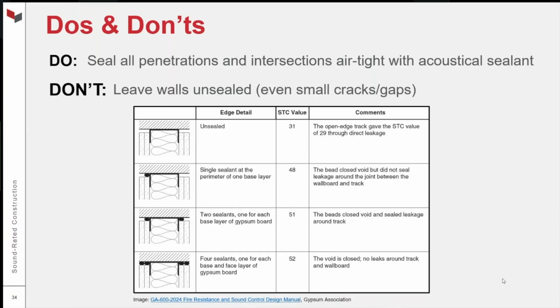Here's an excerpt from the GA-600 manual. The same table that you see here is also in ASTM C919, which is the standard for use of sealant in acoustical applications. But it basically shows that if you leave the perimeter of your wall unsealed, you're going to have STC 31 in this case for the wall that was tested. But as soon as you add that sealant around the perimeter on both sides, you're up to STC 51, 52. So it just shows the importance of sealing your intersection conditions, sealing your penetrations, making everything airtight.